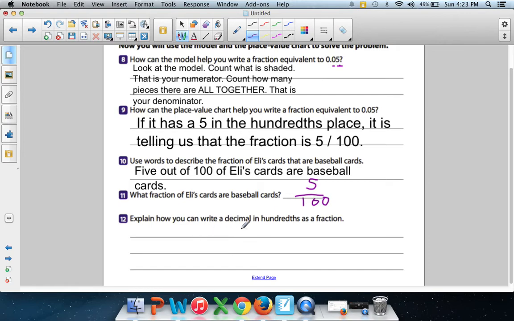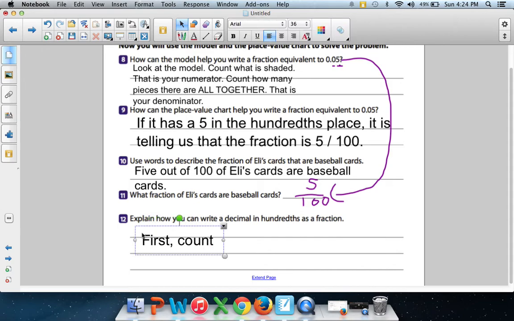Explain how you can write a decimal in hundredths as a fraction. Well, you've got the decimal, and we just wrote the fraction. So they're saying, how did we take that and put it in there? Explain it to us, Mr. Graham. Explain it to us for the 4th time, one more time. Fine, you big lazy baby. Here we go.